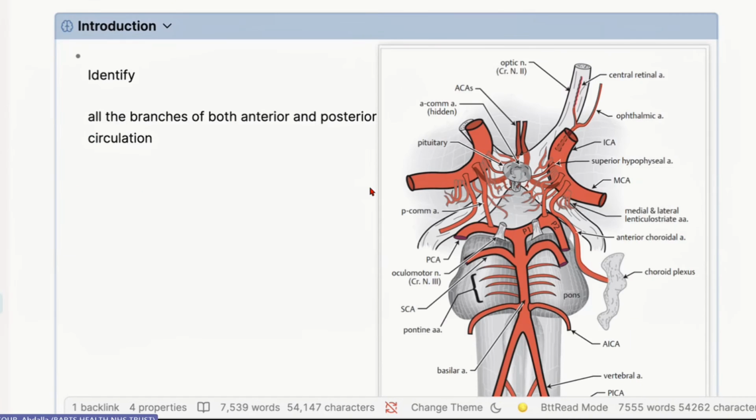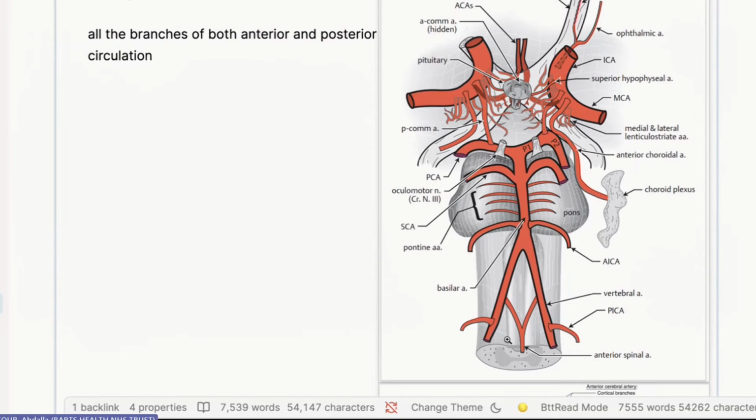Right. So I want you to take a minute, look at this. I know it's a bit confusing. We can break it down into simple things, all right? This is the blood supply of the brain. It's divided into anterior circulation and posterior circulation.